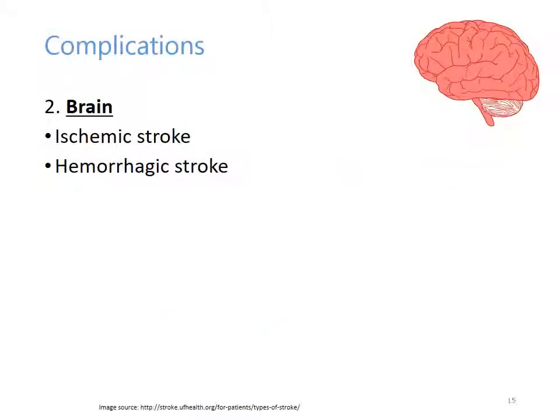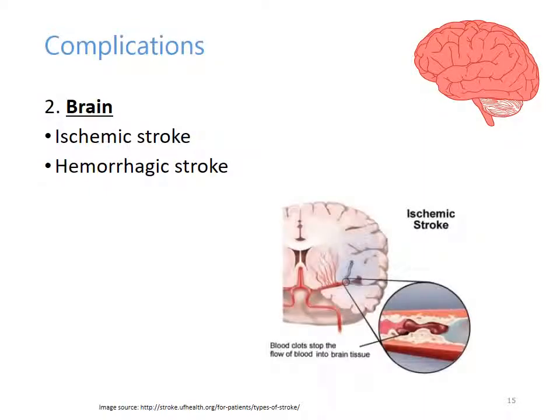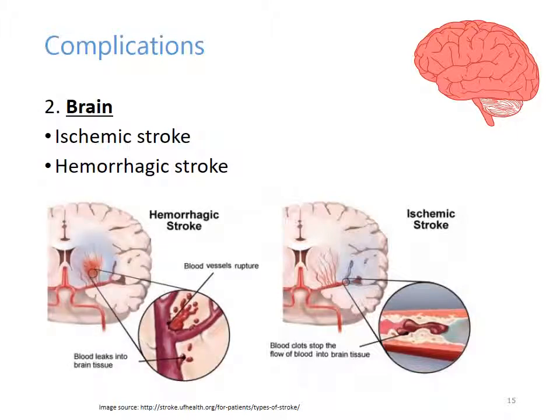Hypertension can also lead to stroke. There are two kinds of stroke, ischemic and hemorrhagic stroke. Ischemic stroke occurs when a cerebral artery is blocked, usually by a blood clot. Hemorrhagic stroke occurs when a blood vessel in the brain bursts, which causes bleeding in the brain. Both types of stroke can be caused by hypertension.